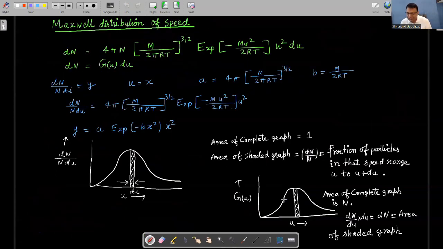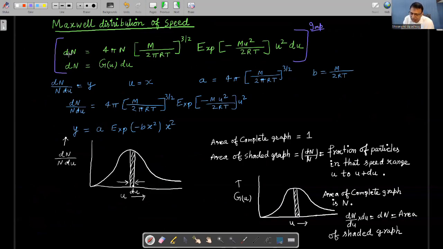And let us discuss Maxwell distribution of speed. This equation is not in your syllabus, right? Not in JEE Mains and Advanced, but this equation is very useful to understand the graph given in NCERT. These graphs are given in NCERT, and in order to understand these graphs, we need this equation. So let me explain this equation.